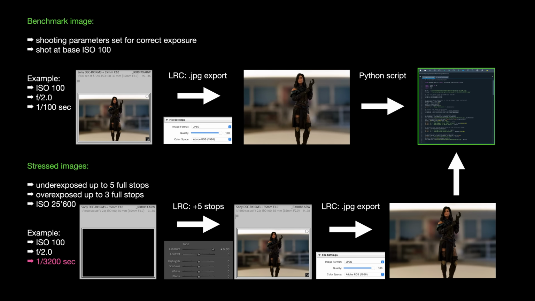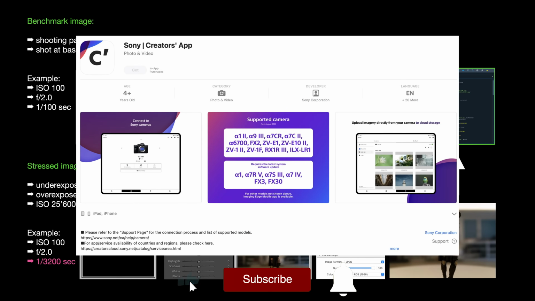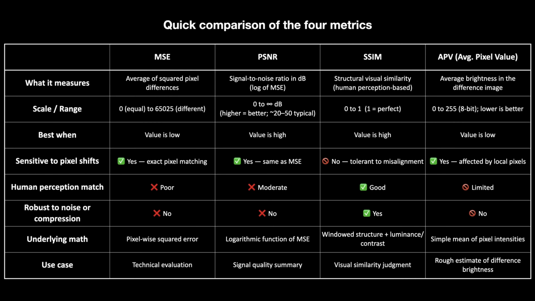And very important, we cannot have any deviations in the image composition between the benchmark or reference image and the stressed image. That's why I shoot all images remotely, and I come to that in a moment in the course of the video. Here's what the Python script is calculating for us, and it's all referring to the difference image between the benchmark or reference JPEG and the stressed JPEG.